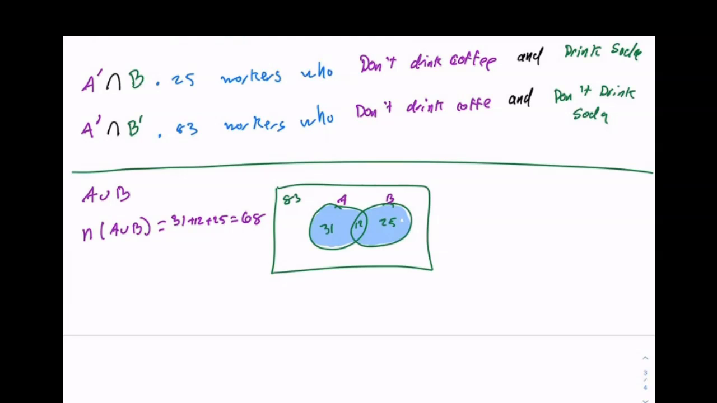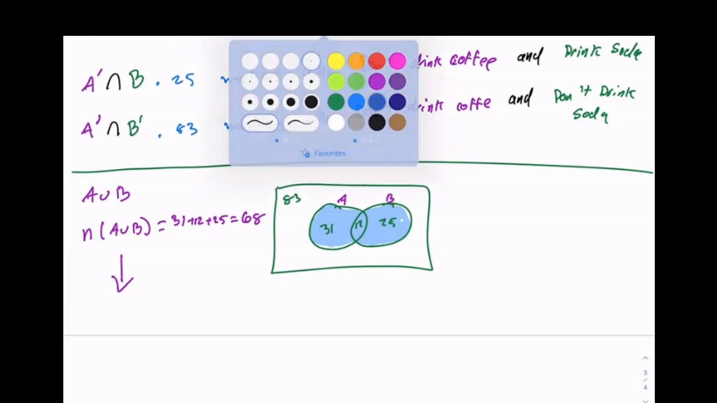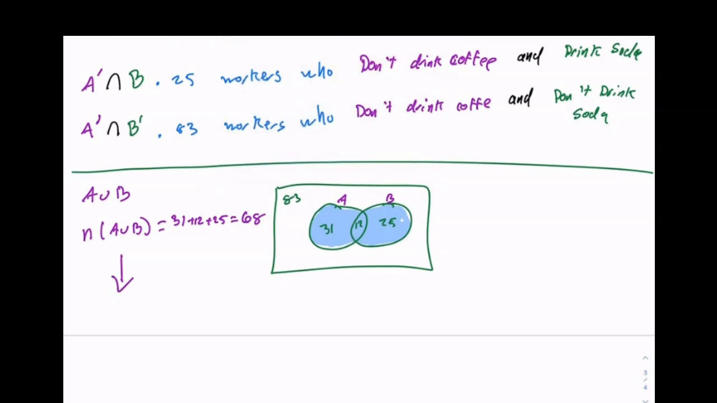So describe the cardinality. How many? You know the amount. How many workers? You said the amount. We know the amount. Help them out here. How many workers? We just found it. 31. No, 68. 68 workers.